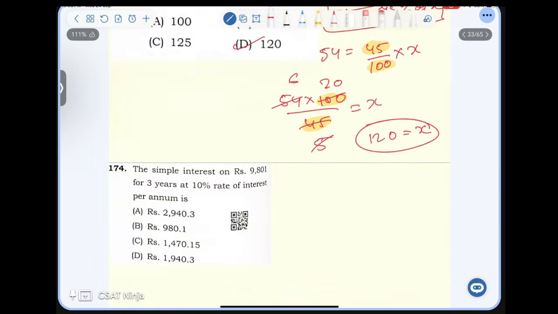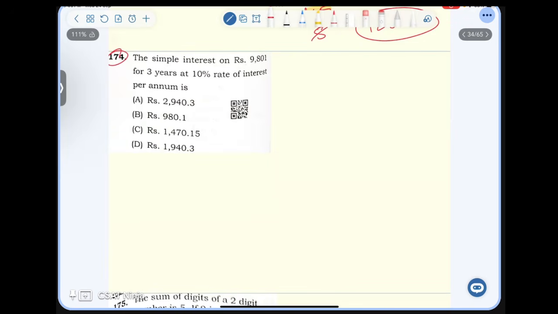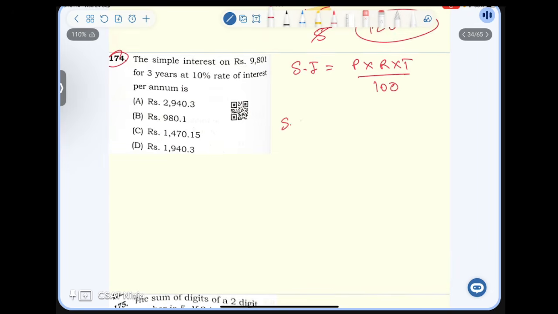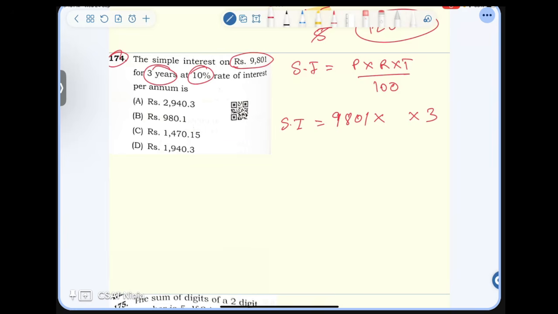Next. Okay, simple interest. The formula for simple interest is principal into rate into time divided by 100. What is principal? Principal means how much amount you are borrowing or lending out, rate means at what percent, and time means how long. So we have to just find the simple interest. This is the principal, 9801. For how long? 3 years. Time is 3 years, but at what percent? 10%, divided by 100. So the zeros will get cancelled.